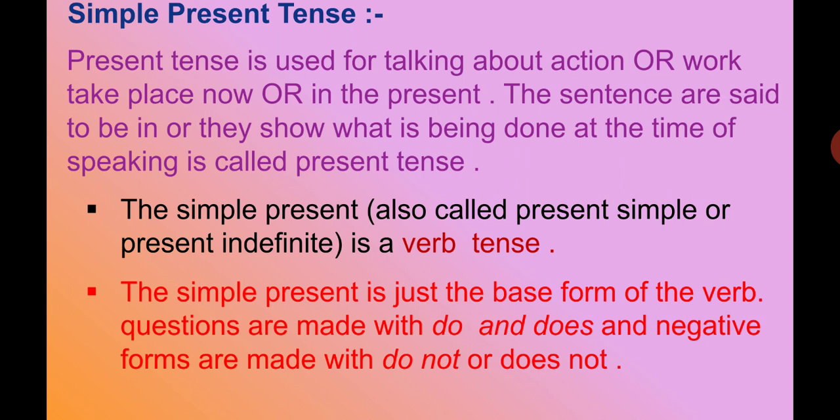Always remember that the tense is always based on the form of the verb. We will identify the different kinds of tenses with the help of the form of the verb. The simple present tense is just the base of the verb. Questions are made with do and does, and negative forms are made with do not and does not. So we can say that in questions in simple present tense, do and does are the helping verbs of the tense.